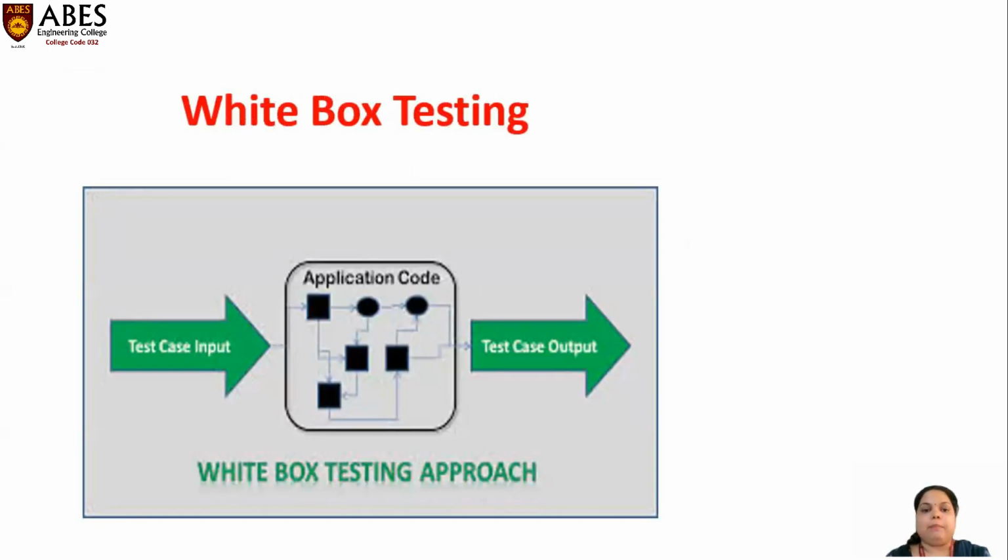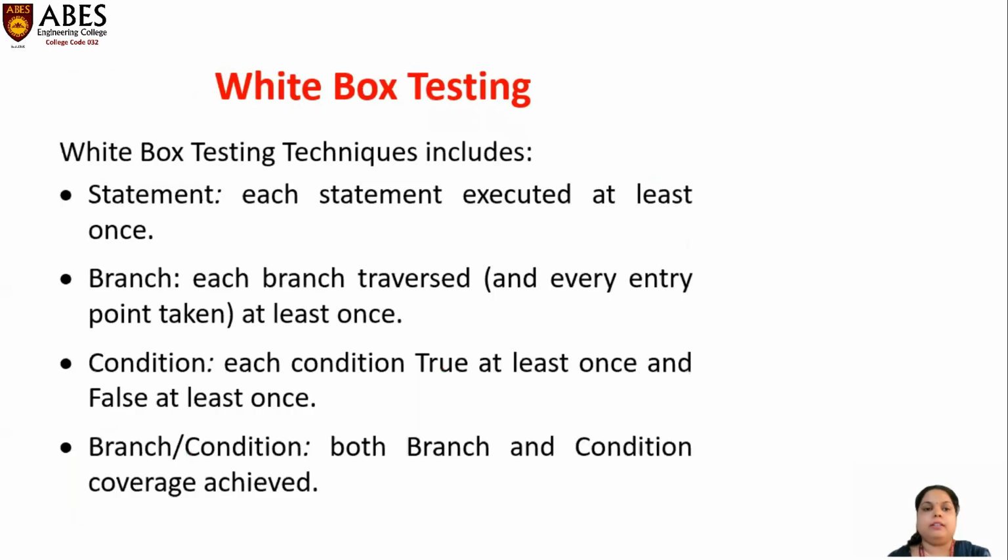Here we show that the application code is shown as a block. The test case input is applied to the application code. Then we find the test case output and check whether there are errors or not. So basically this is the structure of white box testing. White box testing also uses different techniques for finding errors. There are different methods like statement coverage, branch coverage, condition coverage, branch condition coverage, multiple condition coverage, and loop coverage.